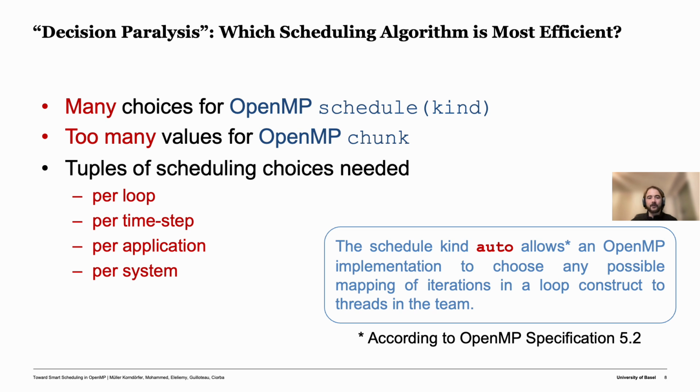And so we are in a certain decision paralysis situation where you have too many options. But the OpenMP standard itself already thought about this issue to some extent by offering the option auto for a schedule kind, right? And auto is defined as implementation defined. So the implementations of the OpenMP runtime can decide how the runtime will behave whenever one chooses the auto option.